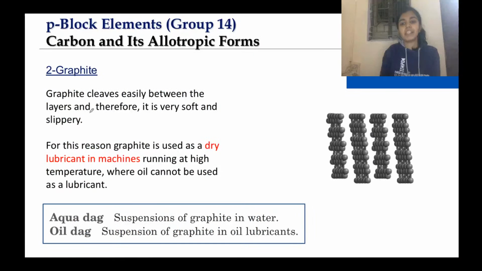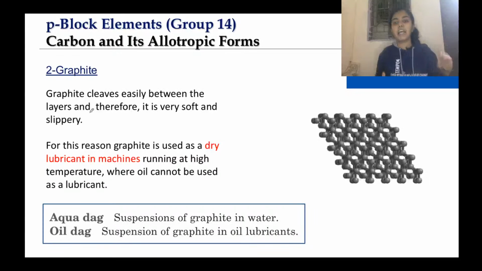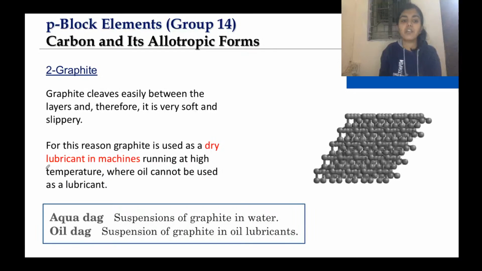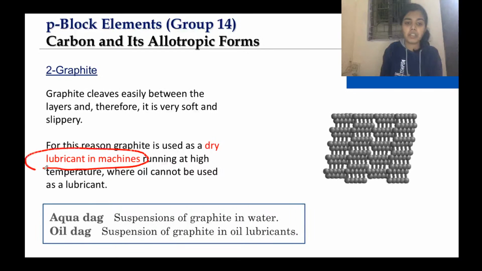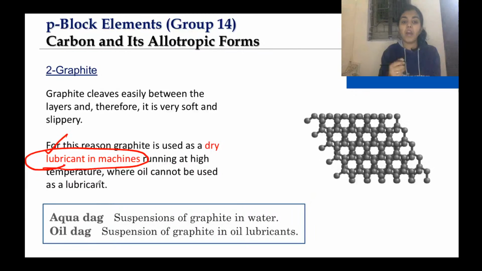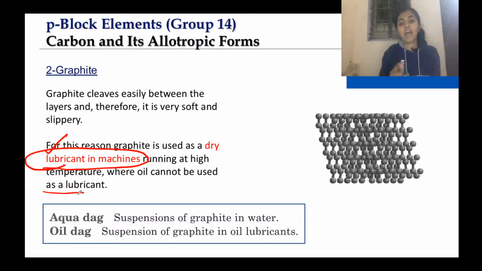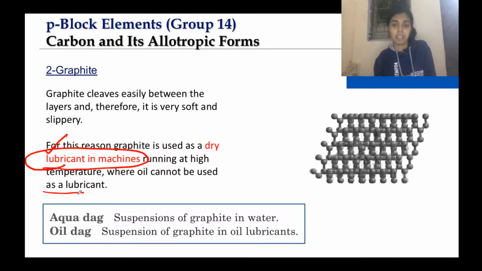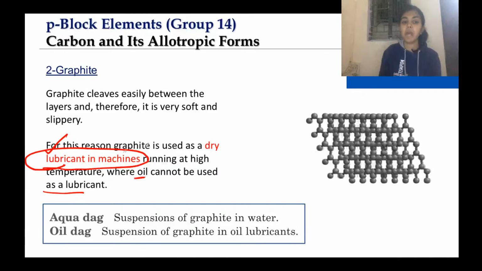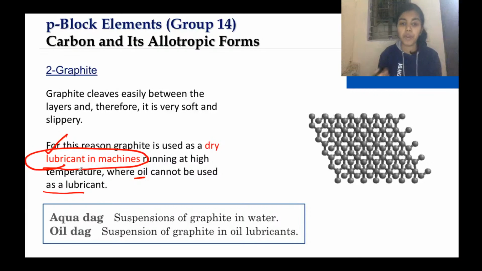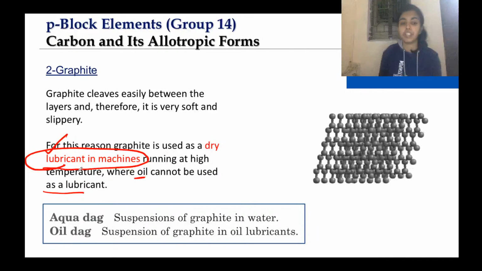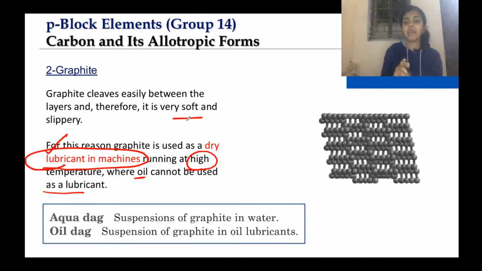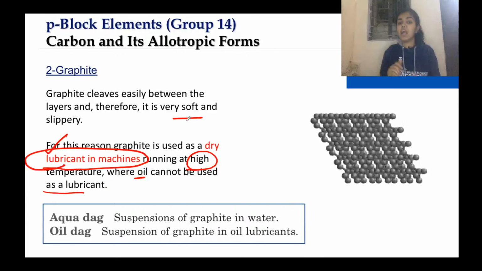Now, graphite, because it has a layered structure, the layers can slip off each other, right? So therefore, graphite is also used as a lubricant in machines, where oil cannot be used as a lubricant. Why? Because at higher temperature, the oil will evaporate as the boiling point of oil will be reached. But graphite, due to its very high boiling point, can be used as a lubricant in machines at higher temperatures, right? So graphite is very soft, it is slippery, it can be used as a lubricant. Why? Because it has a layered structure.